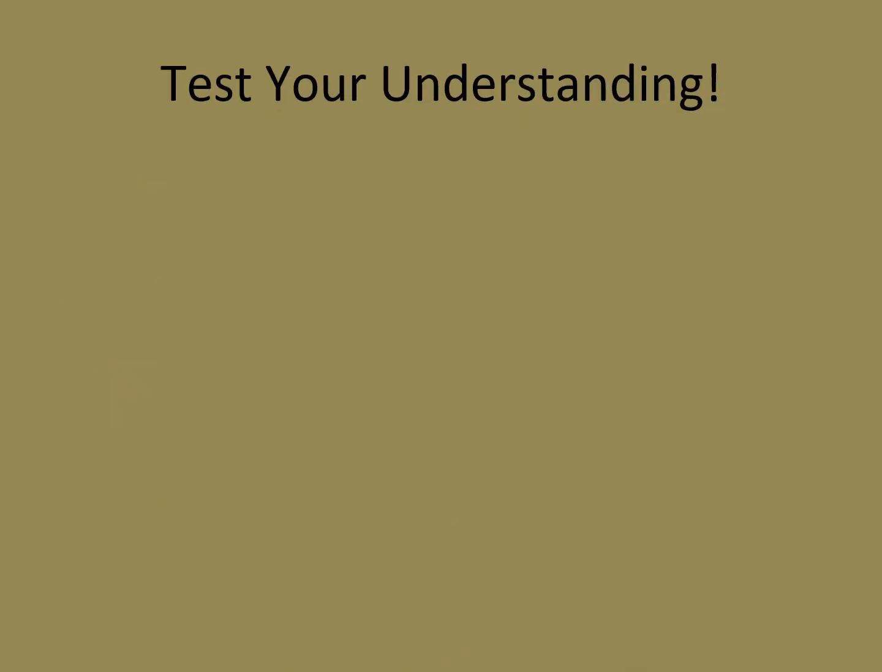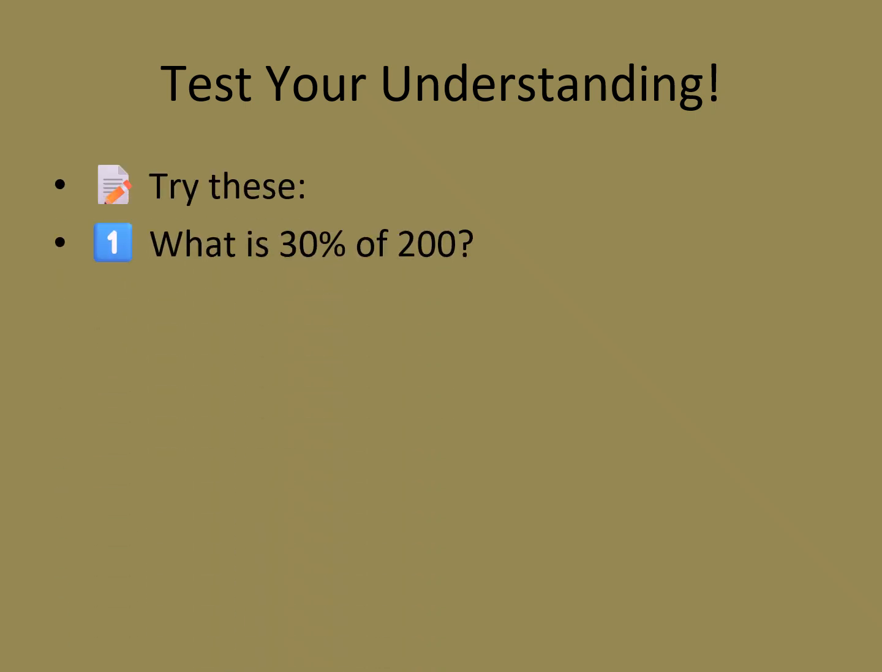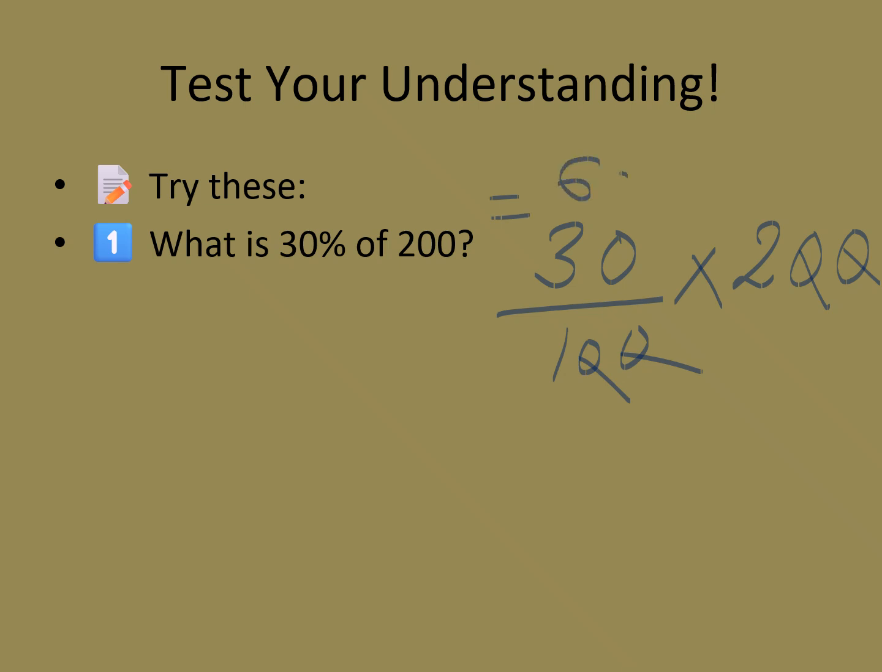Now let's see how much we have understood from this topic, percentages. Let's test your understanding. What is 30% of 200? What do you think it will be? I will write 30% as 30 divided by 100, "of" goes as multiplication, and 200. This 0 will get cancelled out, this gets cancelled out. I will have 30 and 2, so 30 multiplied by 2 is 60, so my answer will be 60.